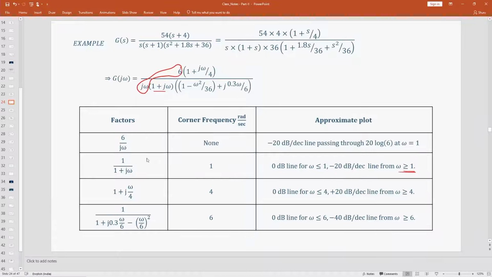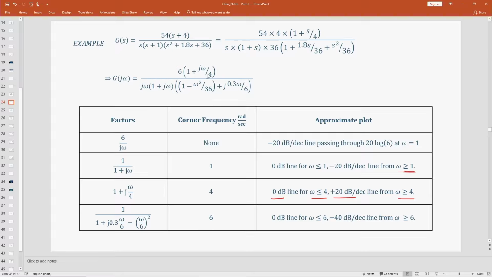Okay. Similarly, for the other factor, 1 plus j omega by 4, this is coming in the numerator, and the corner frequency here is, with omega by T being omega by 4, 4 radian per second. So, at omega less than 4 you have a 0 dB line, and at omega greater than 4 you have a plus 20 dB per decade line.